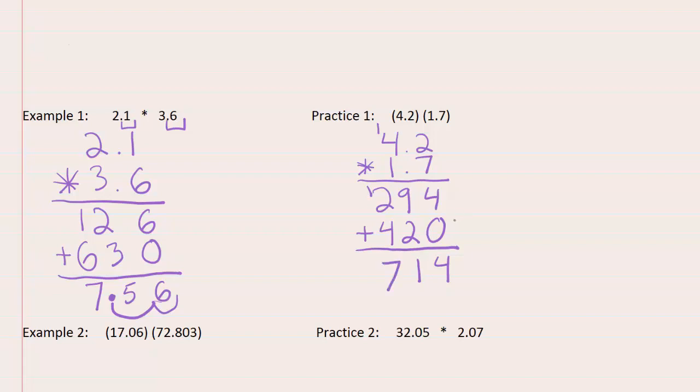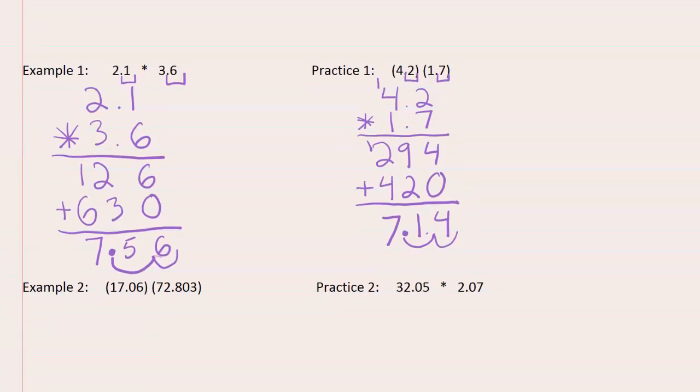Now, our second step is to count how many digits we have after the decimal point in the question. So here we have 1, 2 digits after the decimal point. So in our answer, we're going to want to have 2 digits after the decimal point. So the decimal point will go right here. And then we've got 1, 2 digits after the decimal point. And our final answer will be 7.14.